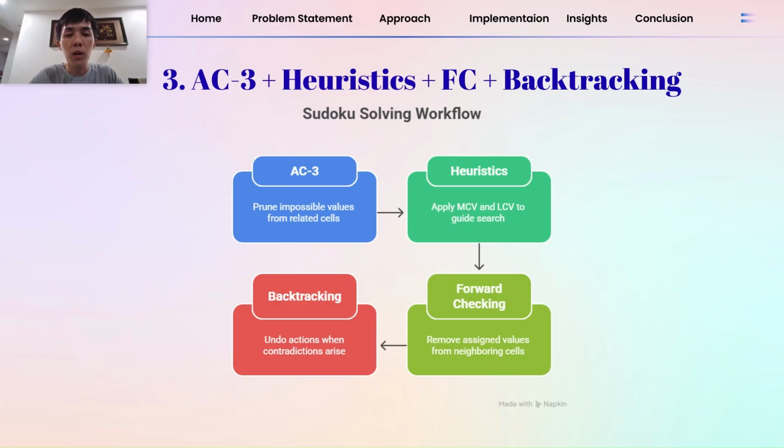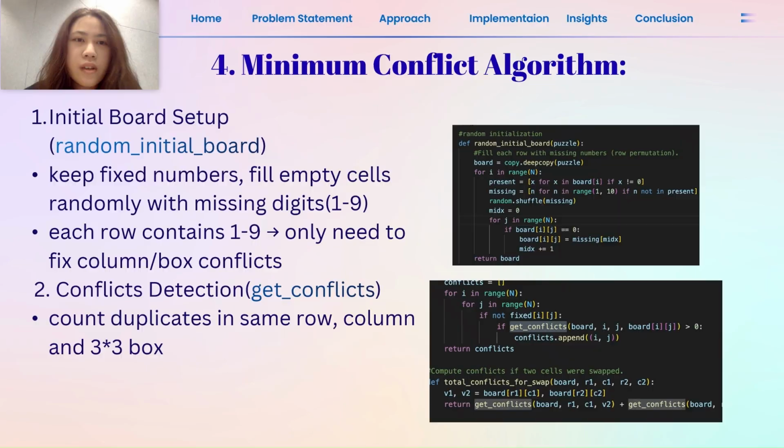The hybrid workflow combining AC3, heuristics, forward checking, and backtracking merges logical inference with guided search, ensuring the solver finds a solution efficiently even for complex Sudoku puzzles.